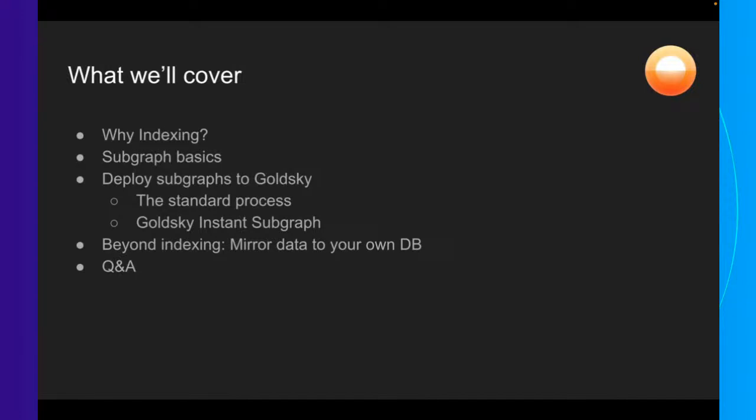Then we're going to take a look at what's beyond indexing with subgraphs, and we're going to be looking into Mirror. Mirror essentially allows you to create real-time pipelines into your own database, so you can own the data, as we say. As I said, there will be a section for Q&A at the end, but I'd much rather have questions come up as we go through the presentation. I think that makes more sense. So feel free to ask any questions in the chat.